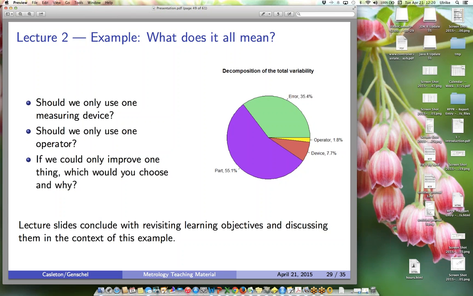and there's only very little due to the operators. And hopefully then we'll be able to discuss with students certain questions. Based on these results, is it reasonable maybe to use only one measuring device, or should we only use one operator? Or if we were able to improve one thing in this entire experiment, which one should we focus on? So our lecture slides continue and then conclude with discussing each of the learning objectives that Emily had mentioned in the beginning of the presentation, and discuss these learning objectives in the context of this question.